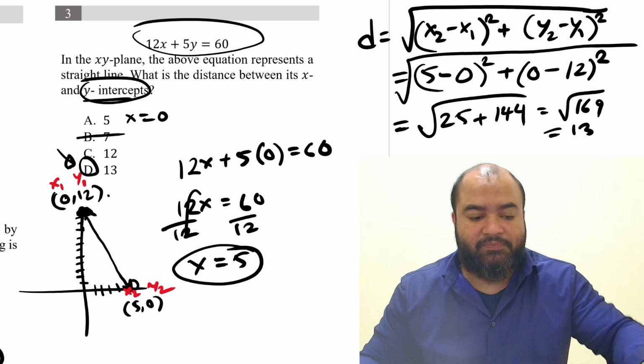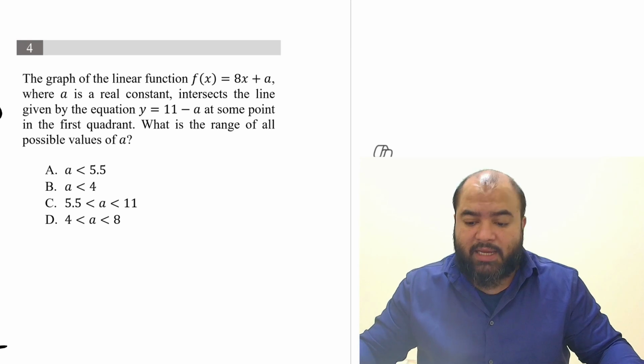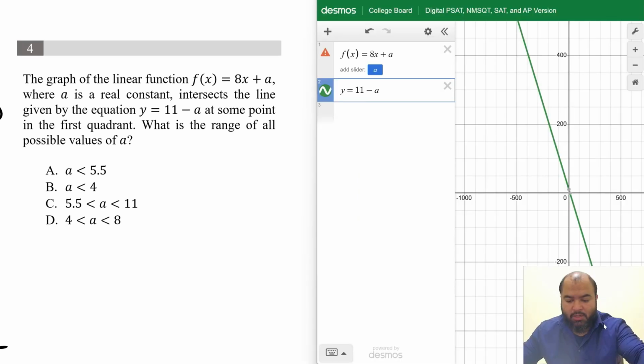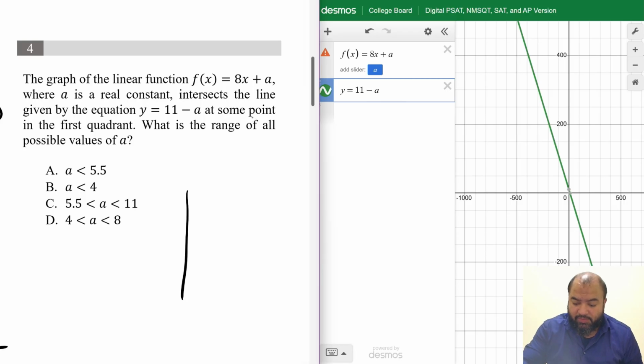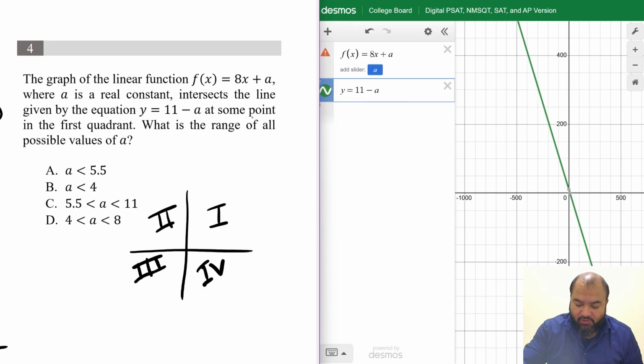Be careful, okay? Okay, question number 10. So let's try it out. We can use Desmos for this. So the two equations they gave us, f of x equal to 8x plus a and y equal to 11 minus a, I typed them in. Now they said the range has to be on the first quadrant. The first quadrant means this one. This is the quadrant 1, 2, 3, and 4. Now quadrant 1 means x and y both positive. Okay, positive, positive.